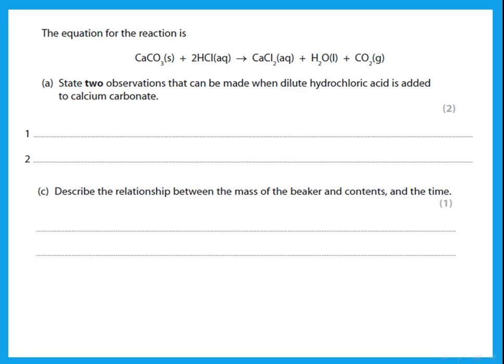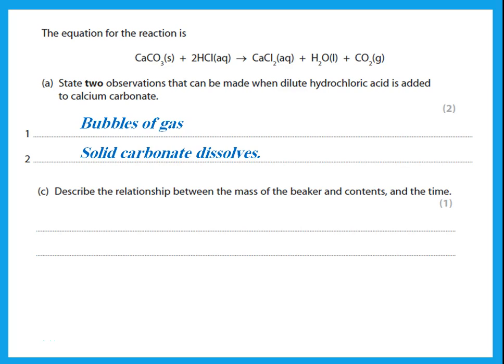Okay, the equation for the reaction is this. So you can see that carbonate with acid gives carbon dioxide gas. And he's saying state 2 observations that can be made when dilute hydrochloric acid is added to calcium carbonate. So calcium carbonate is a solid and it gives off a gas. So any reaction that gives off a gas should give bubbles of gas. And if you're starting with a solid and all the products are aqueous, no precipitate or anything, that means that the solid that you start with will start to dissolve and disappear. So the solid carbonate dissolves in the solution to form the calcium chloride, which is aqueous.